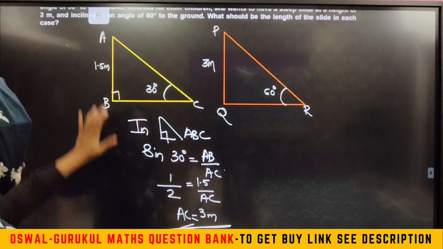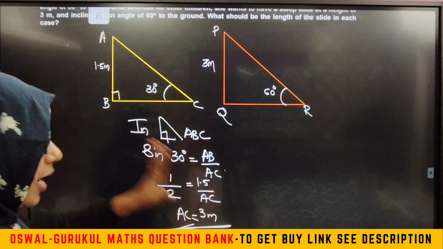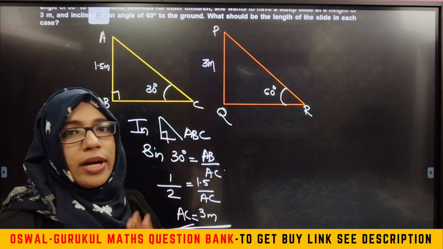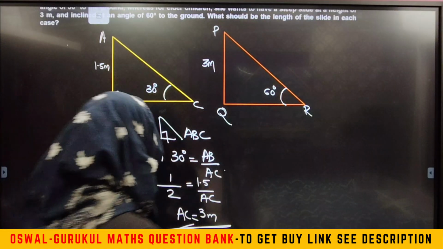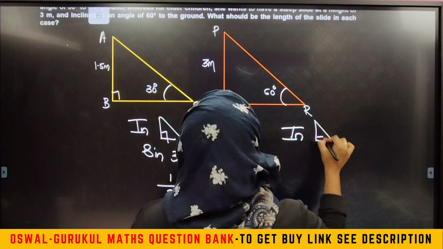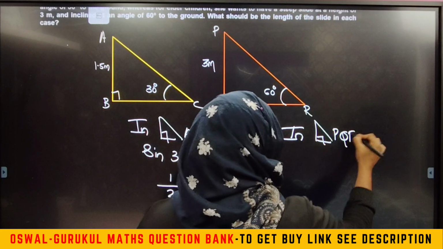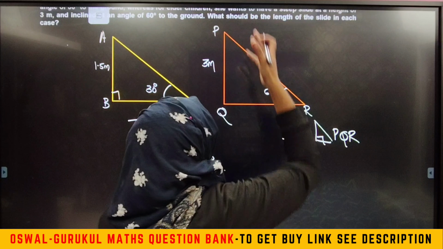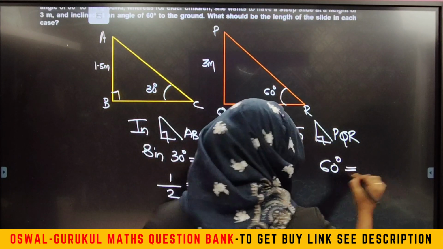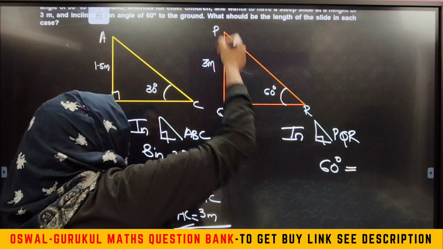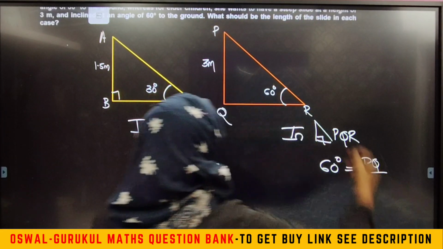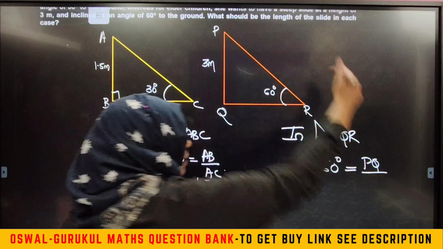So the length of the slide is 3 meter for the younger children. The same thing you have to do in this figure also. First consider the right angle triangle. In right angle triangle PQR, the angle other than 90 degree is 60 degree in measurement, and the side provided to you is its opposite side, that is PQ, and the side you have to find is PR, that is hypotenuse.